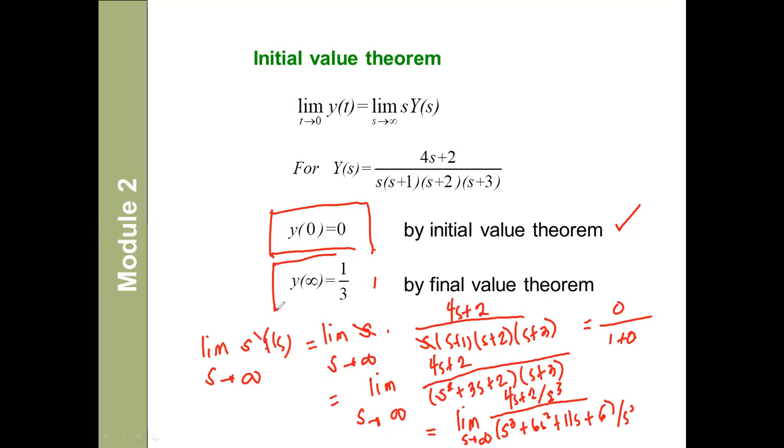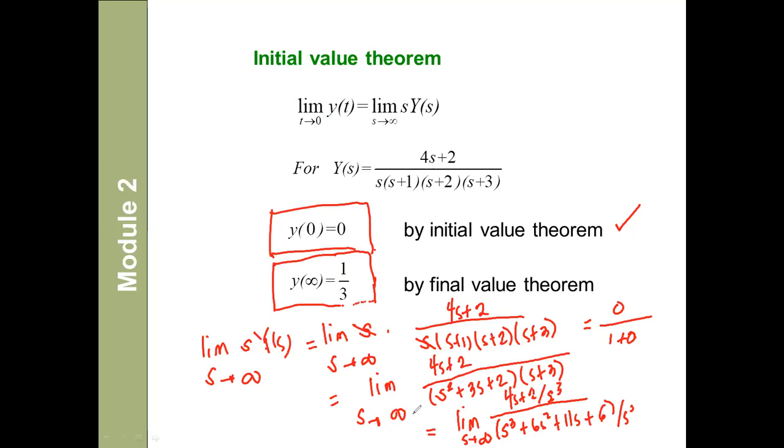The final value of the function, sorry for that. The final value of the function using the final value theorem is 1/3. Okay? Any question? So this would be the initial and the final value of the given function, using the theorems that were discussed in the previous slide.